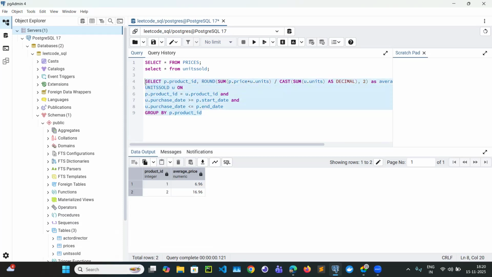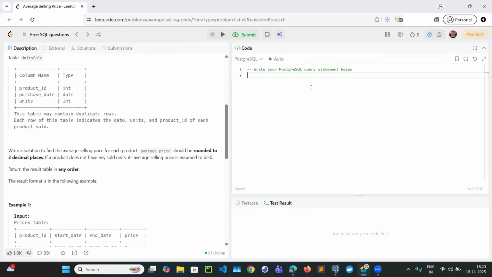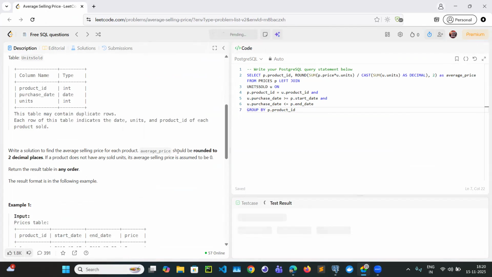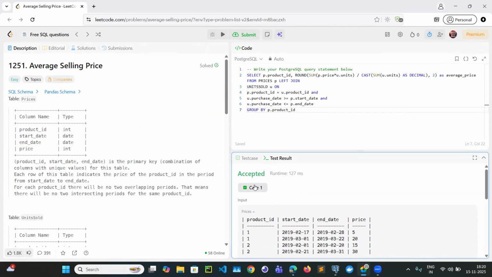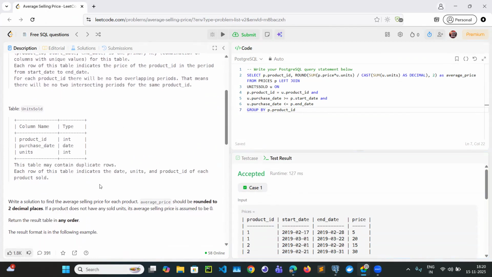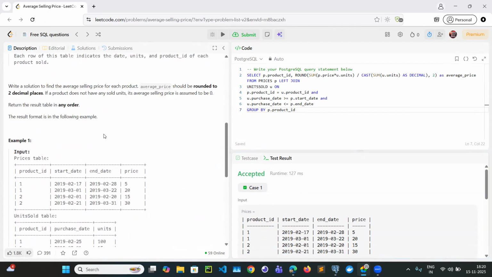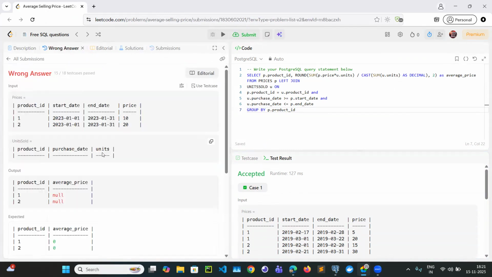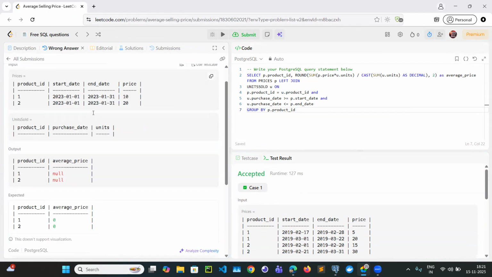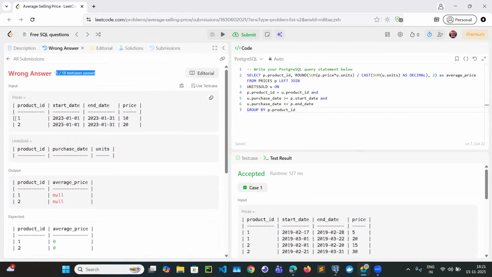So let me run that. We will fix that as well, but let's try that first. Sample case accepted, because the sample case does not have that many conditions. Let's try to submit. You could see only 15 test cases pass, but one failed. Why did one fail? As I told you, there could be some product which we have not even sold.